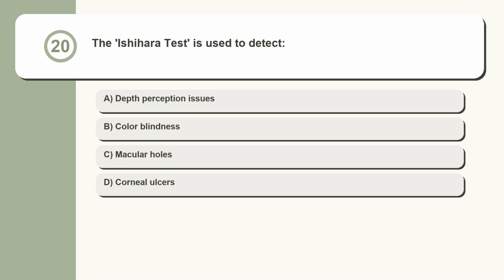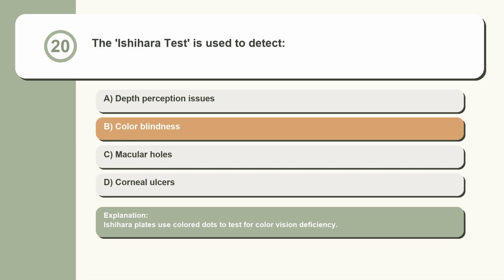Question 20. The Ishihara test is used to detect depth perception issues, color blindness, macular holes, corneal ulcers. Ishihara plates use colored dots to test for color vision deficiency.